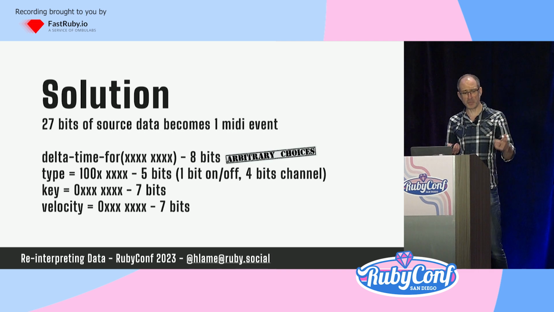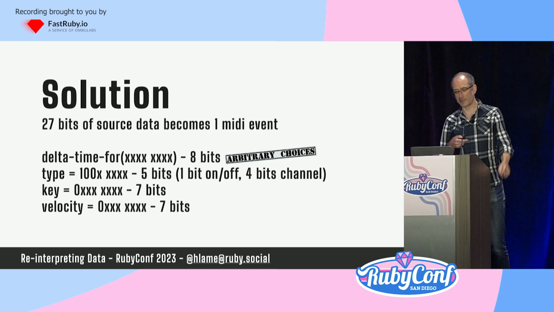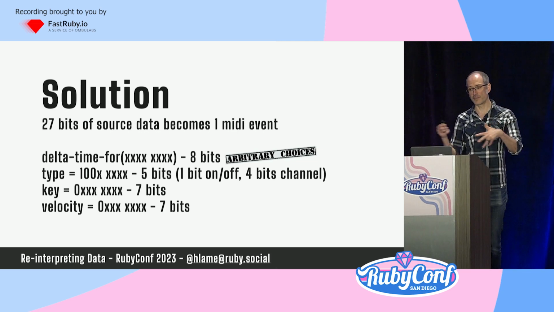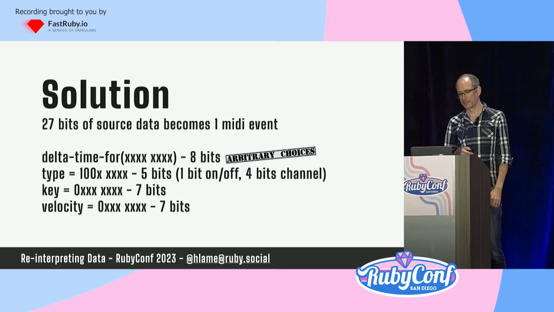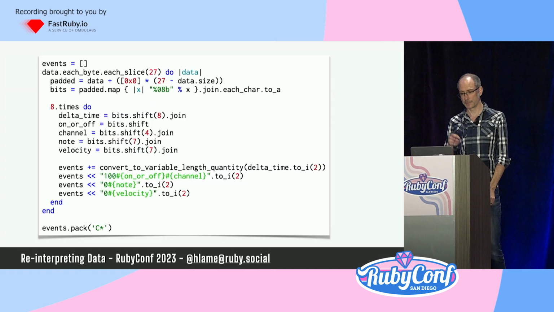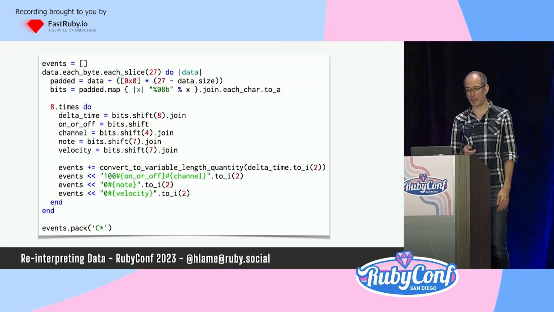And then we need 1 bit to decide if it's on or off, 4 bits to say which channel, 7 bits for the key, 7 bits for how hard, fast, soft the note is played. This way, we can use all the data from our source file and be sure that it's going to be arranged correctly for making valid MIDI data. And here's the code to do just that.